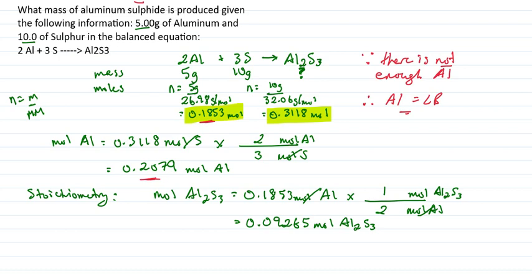Okay, we're almost done. The question isn't asking us for the number of moles of aluminum sulfide, although we do need that to get to what it's asking us. It's asking us for mass. So mass is equal to moles times molar mass. We now know how many moles of aluminum sulfide we have right here. I'm going to multiply this by the molar mass of aluminum sulfide, which is, looking at the periodic table, 150.158 grams per mole.